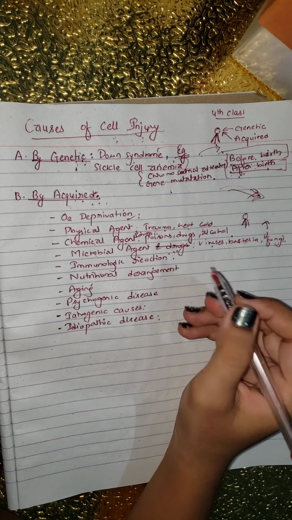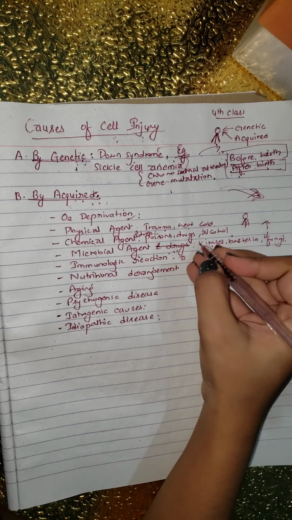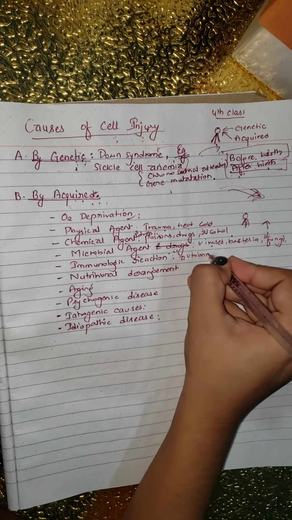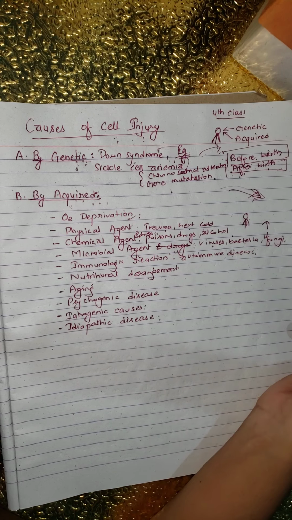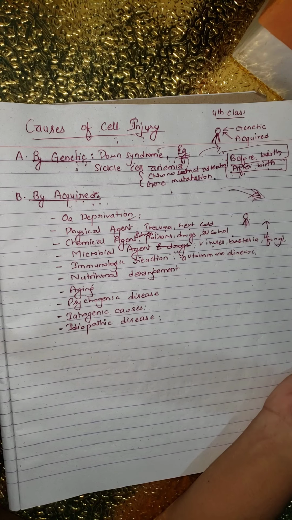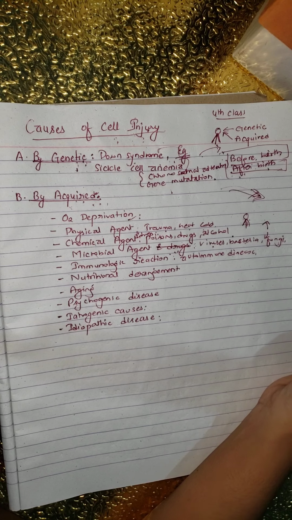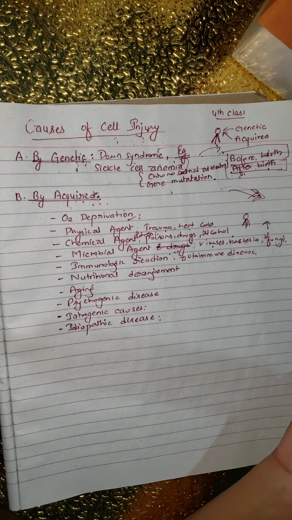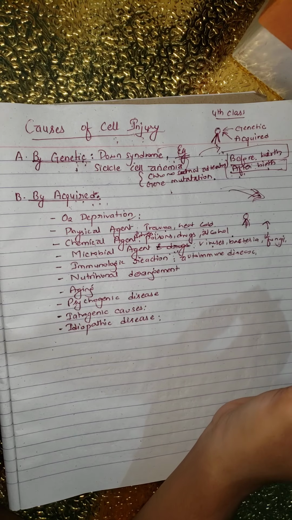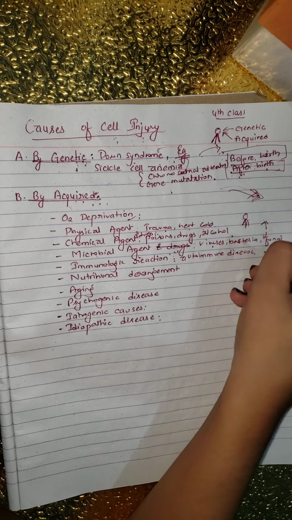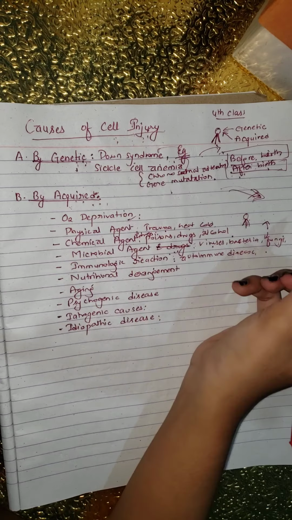Immunologic reaction means any kind of autoimmune disease, or hypersensitivity reactions, anaphylactic reaction. If you don't know about this, we are going to study it in later episodes. So there are certain kinds of reactions in our body that will also cause injury to our cells.